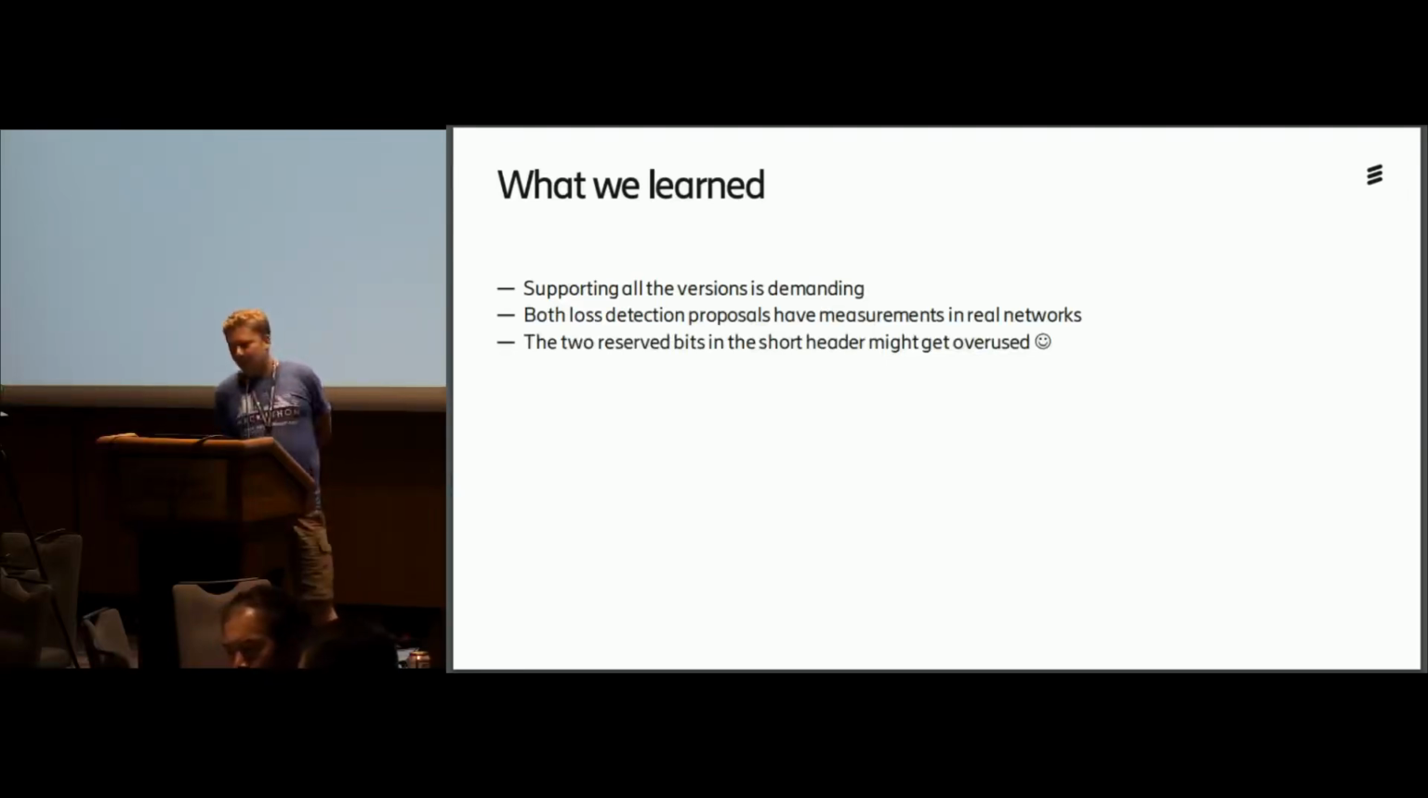We see that both these loss detection proposals have measurements in real networks, and we hope to be able to facilitate more measurements of this. But the problem is that we only have 2 reserved bits, and 2 reserved bits for 2 proposals is not that much.